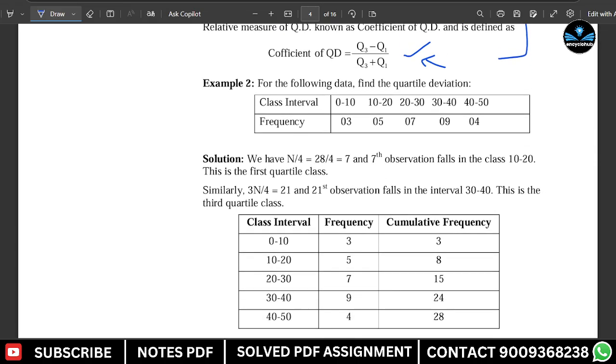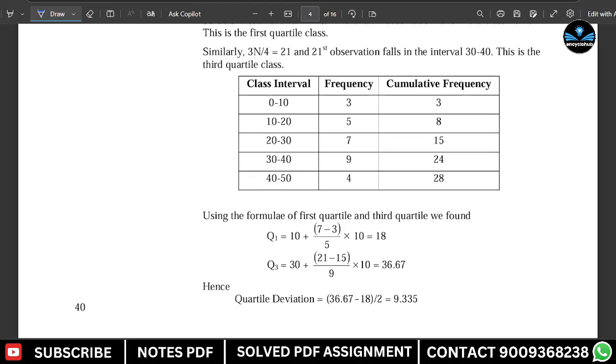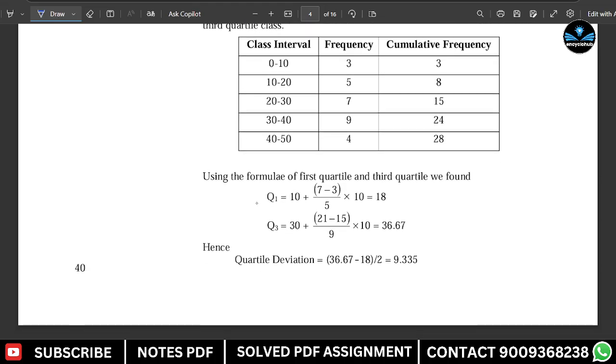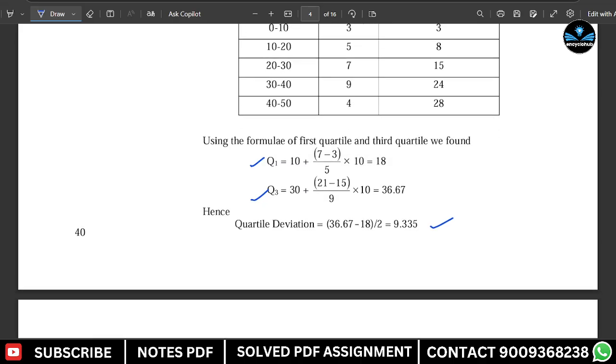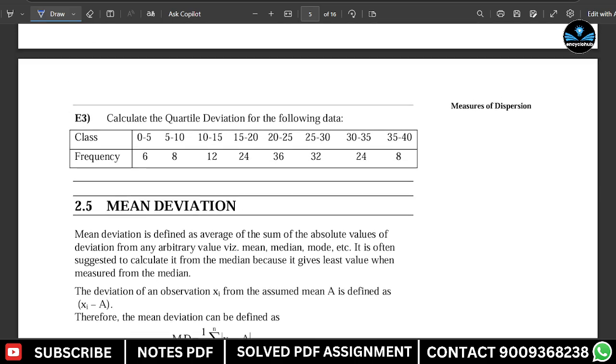So in example one, we are given a table with class interval and frequency. For this, we first find the first quartile Q1 and the third quartile Q3. After that, we will find the value of the quartile deviation. You can find this example and use it.